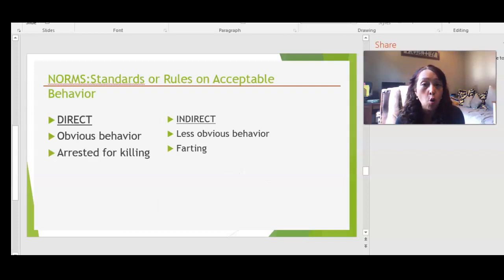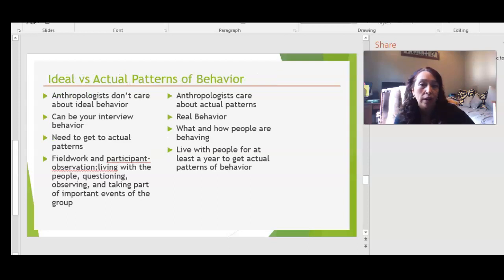All right, let's get to norms. And it's important to understand norms vary cross-culturally. So norms are standards or rules of acceptable behavior. There's two different kinds of norms, direct and indirect, okay? Direct is an obvious behavior in a society. You shouldn't kill in the United States. You shouldn't steal. You shouldn't rape, right? Indirect is a less obvious behavior. It's sort of like me lecturing and then all of a sudden I pass gas or I burp. Sort of less obvious. You're not going to put me in jail for it. But those are the differences between direct and indirect.